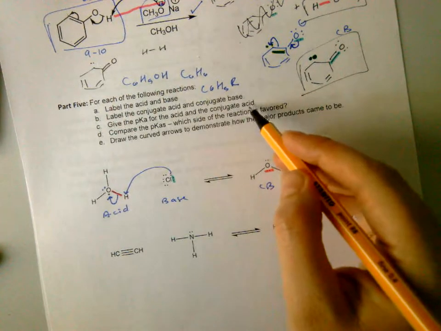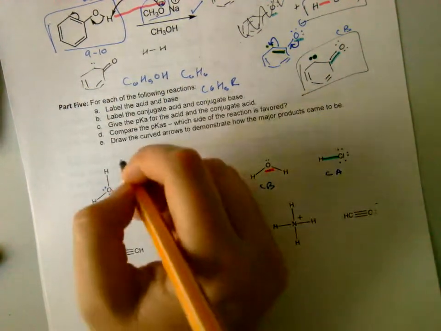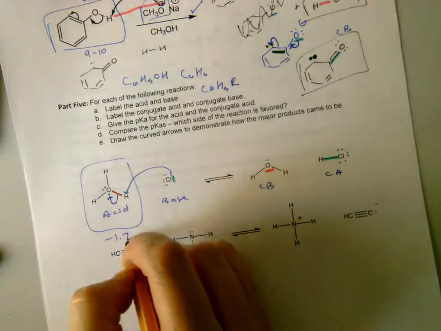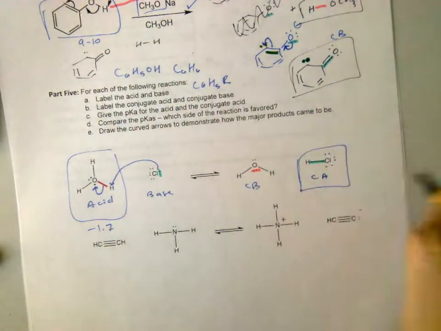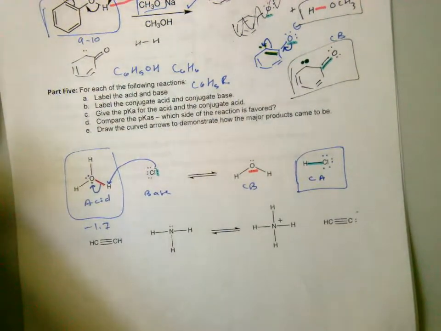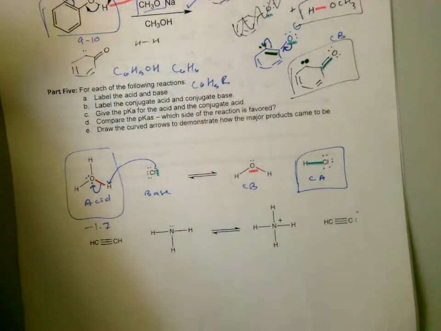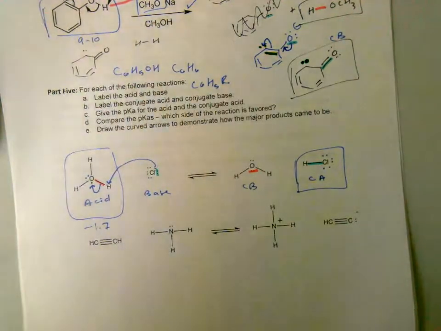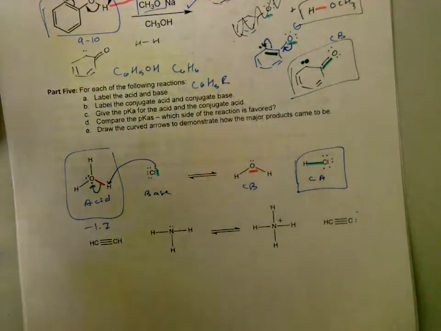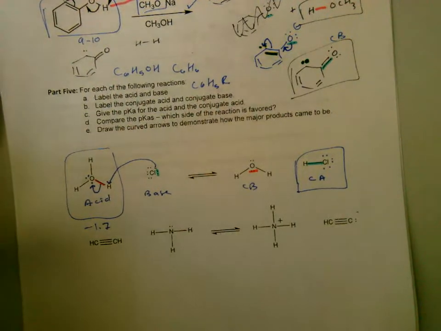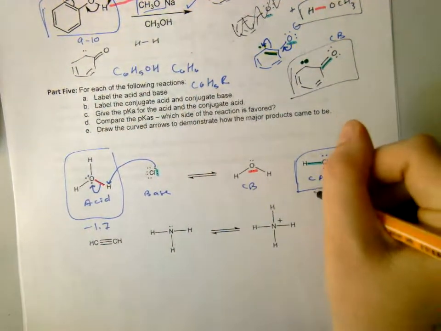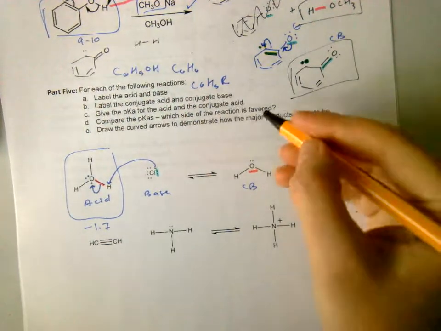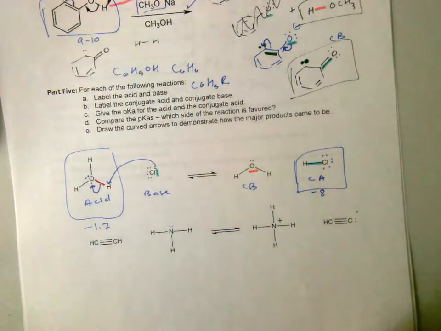Label the conjugate acid, conjugate base. Give the pKa for the acid and the conjugate acid. So this is negative 1.7. I would have gotten that from my chart, or you can work towards memorizing it. And this, I don't have this memorized, and you don't need to have it memorized either. What is the pKa of HCl? I'm looking it up. I don't have my chart handy. You should have your chart on your exam, so you need to be able to recognize that. This is negative 8.